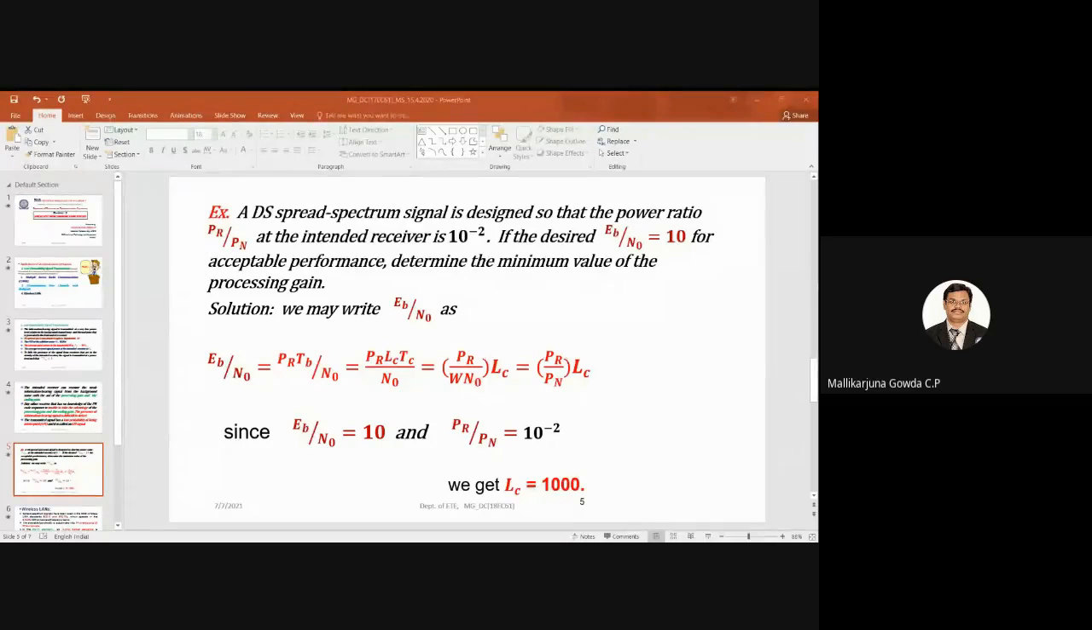Can you just tell me your understanding about that low LPI signal? Low probability of intercept, or whatever you have understood, so far about that application, low detectability signal.